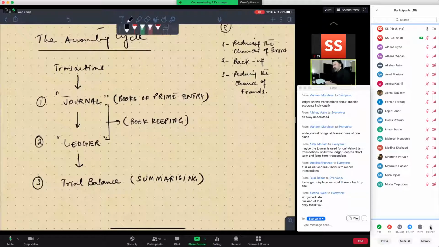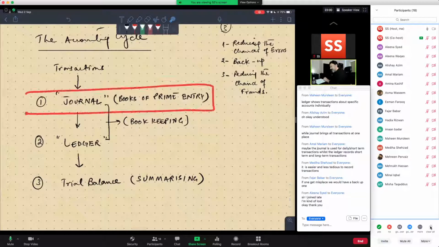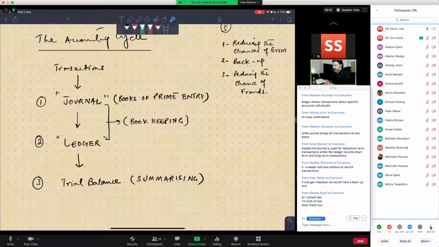So the trial balance is a statement which will summarize everything that you have recorded here. First we will learn how to record a transaction in the journal, then how to record a transaction in the ledger, and then we will see how these two are summarized into a one-page statement called the trial balance. We will learn over the course of the next couple of chapters. Right now, I'm just giving you a roadmap of what is going to happen until the end of chapter 5.